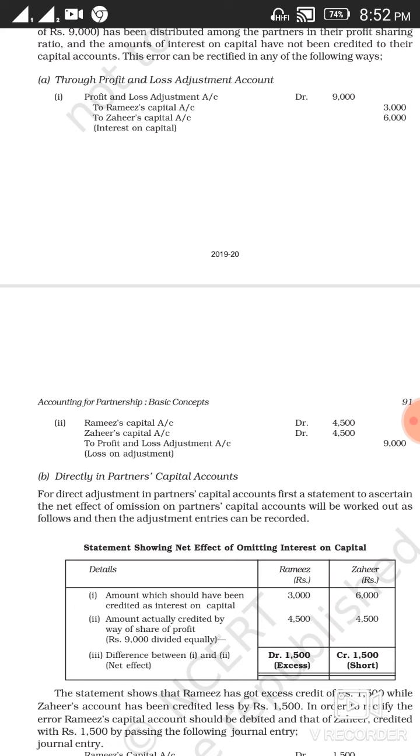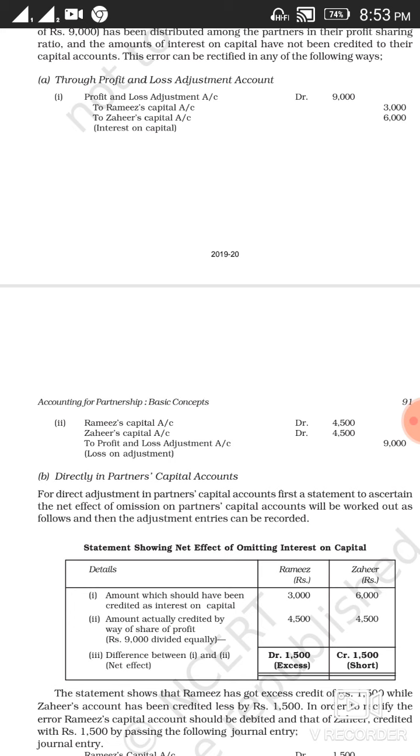Now on comparing, we'll find that Ramesh, who has to be credited by 3000, already has been credited by 4500. It means we have to take 1500 back from Ramesh because we have excessively credited to him. Taking the amount back from the partner means we have to debit it, because debit to the partner means decreasing the capital account of that particular partner.